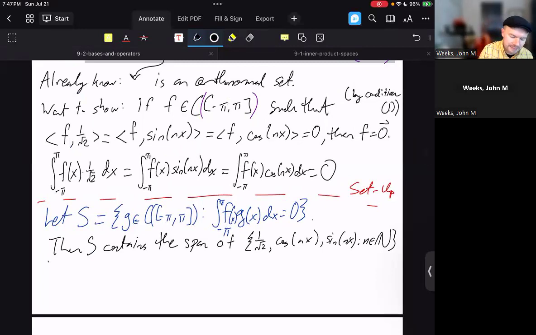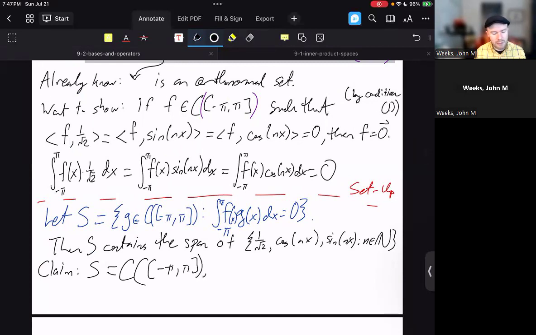Here's what I want to claim. I want to claim that S is equal to the entire space of the continuous functions. I want to say that actually, no matter what function you choose for g of x, if you integrate it against f of x, you're going to get 0. So why would that help me? If this is true, then the function f itself is in S.